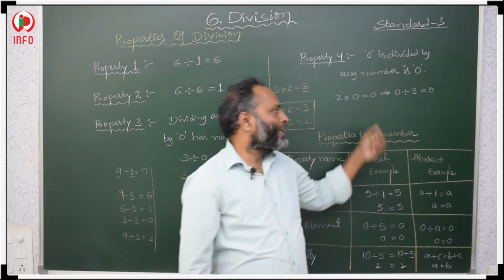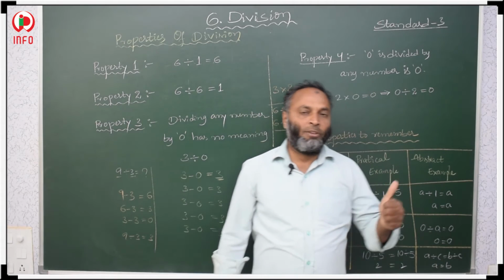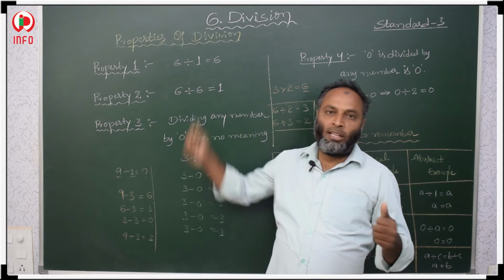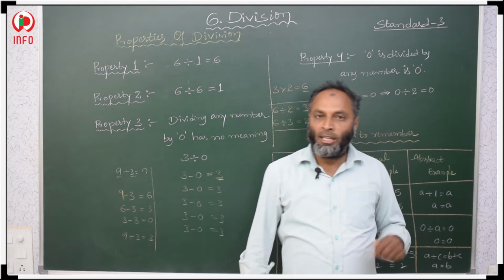Okay. So, these are the 4 properties in division. First, if any number is divided by 1, then the quotient is the number itself.